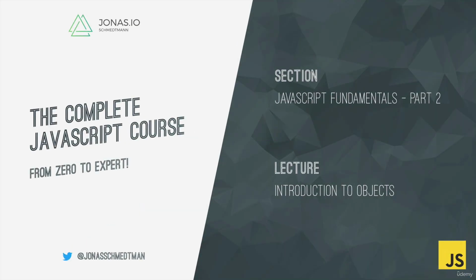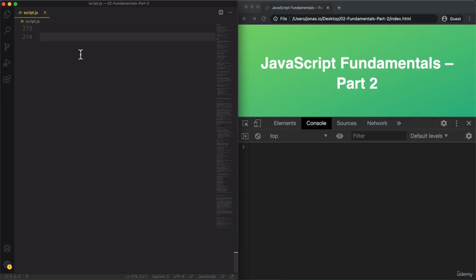So after arrays, it's now time to learn about another data structure in JavaScript, which is objects. Up until this point, we have been using arrays as a data structure to basically store multiple related values in the same variable. So let's just quickly recap that.